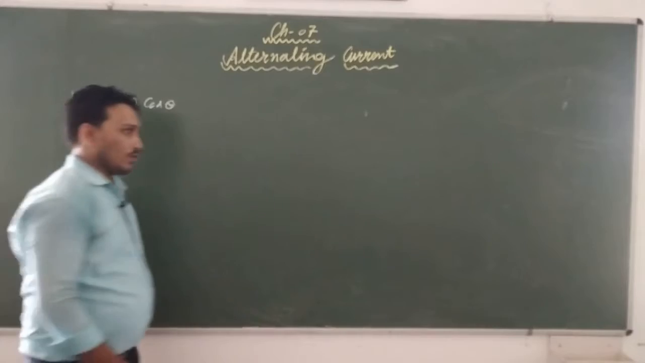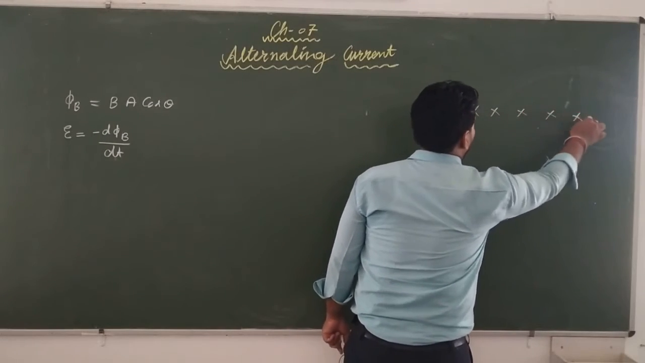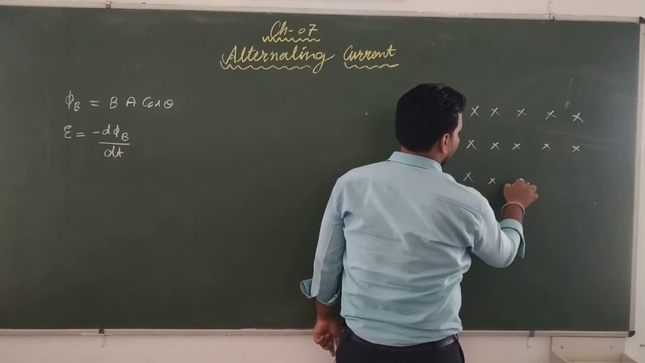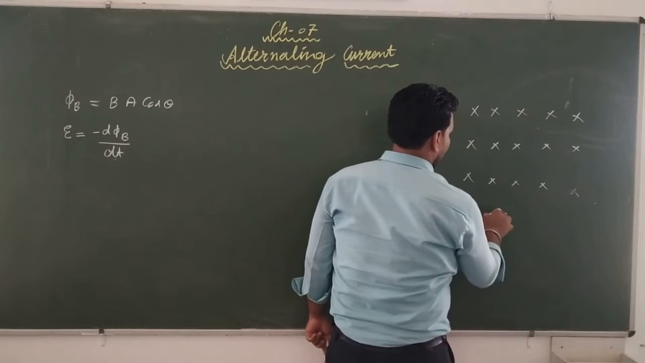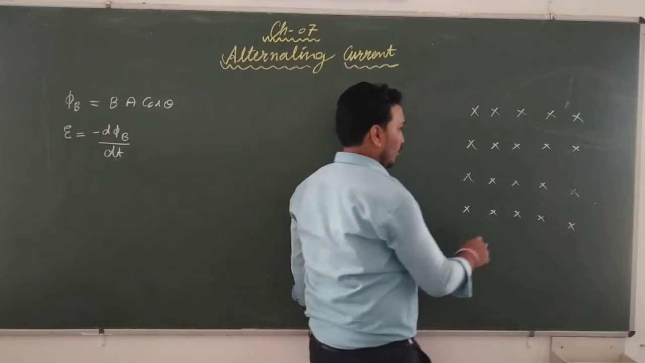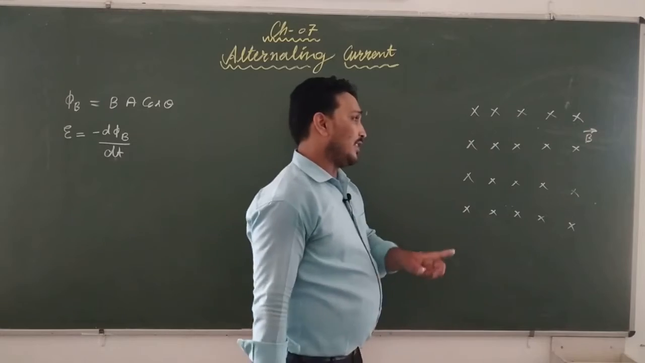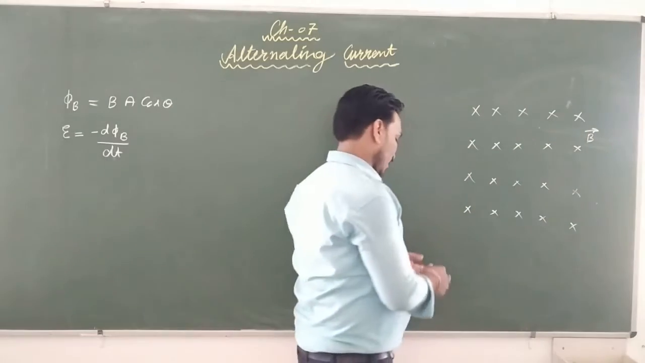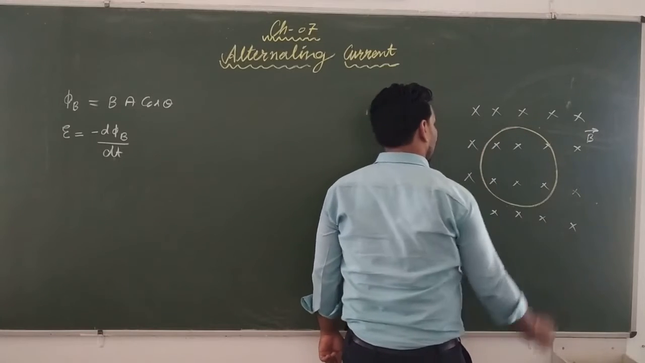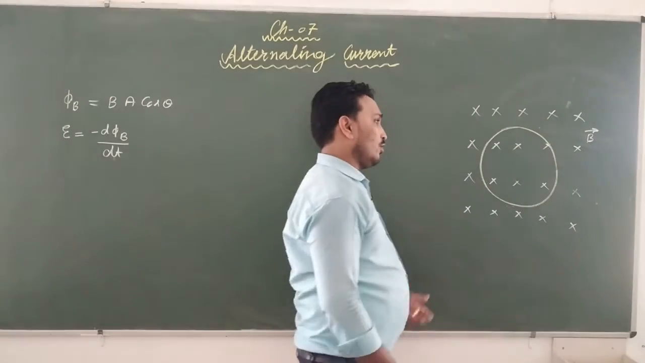Now let me give you a situation. Suppose there is a particular space, and in that space magnetic field lines are represented as I am doing, with a cross. The meaning of this cross, I hope you are getting: the direction of the magnetic field is perpendicular, inside. Suppose a circular coil is kept in that magnetic field. If it is kept only, there will be no induction because there is no change in magnetic flux.